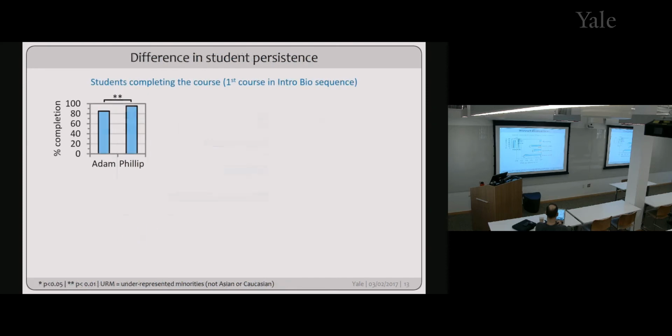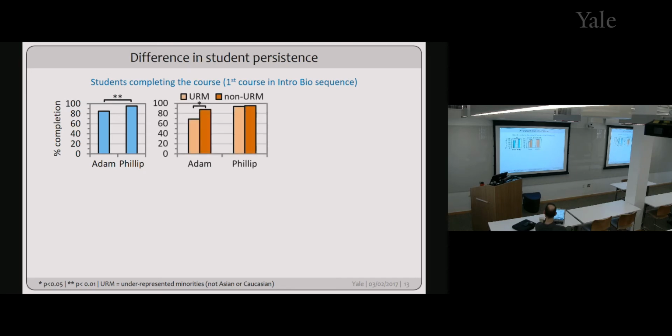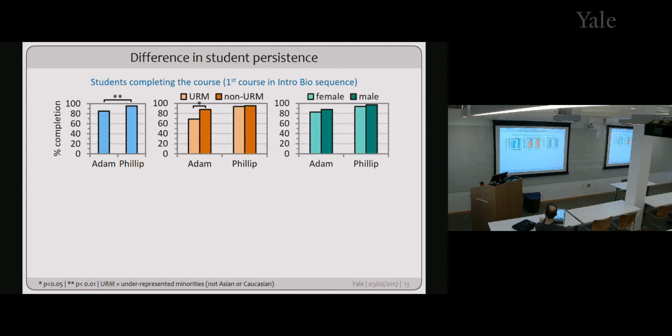And then finally, we looked at the percentage of students who completed these courses. There's a significant difference between students in Adam's versus Philip's section. About 85% of Adam's students completed the course and about 95% of Philip's students did. There's also a difference between underrepresented minority students and majority students, but only in Adam's section. In this case, there's no difference for gender.